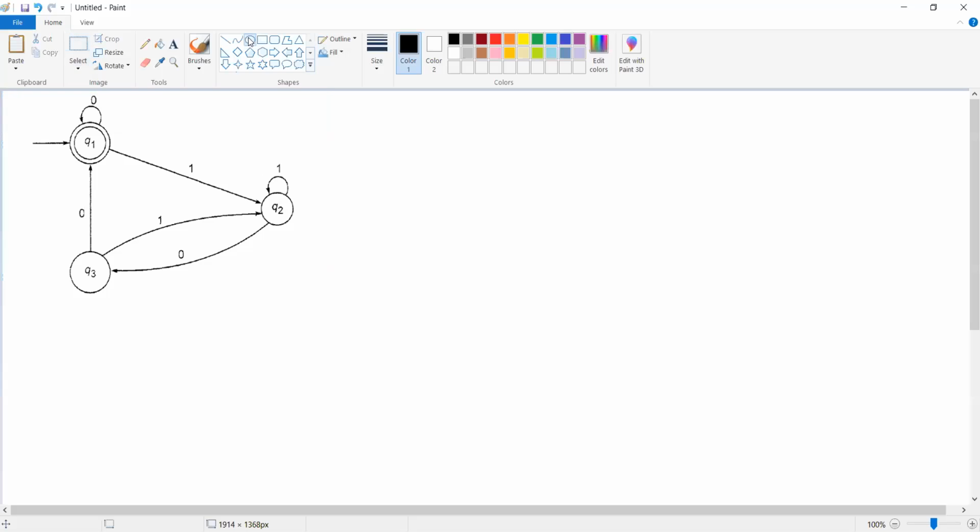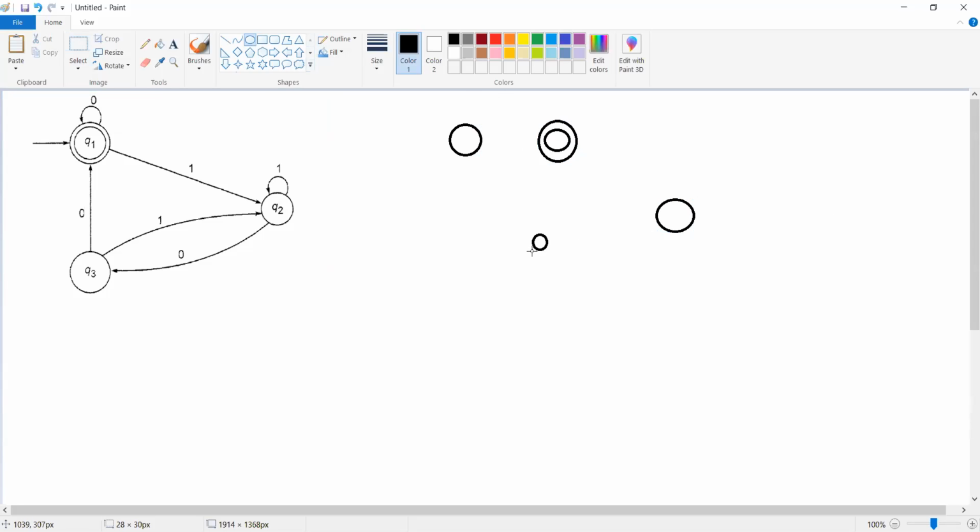Once we solve the problem of the initial state, our graph will look like this. Now this is my initial state and this is my final state, the old final state itself. And then here I have Q2.